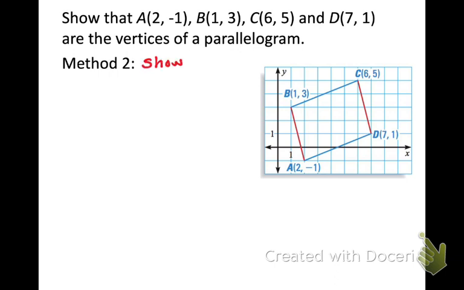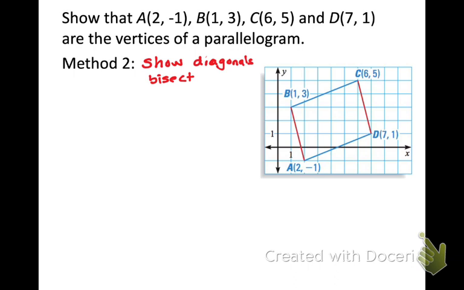So show diagonals bisect. Now, I think this one's a little bit easier because it's less work. It's easy because in the slopes you have to do 4 different slopes, right? Here you only have to do like 2 sets of math instead of 4, but that's okay.